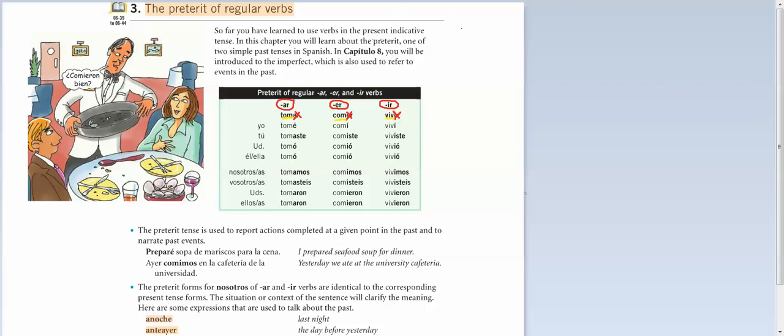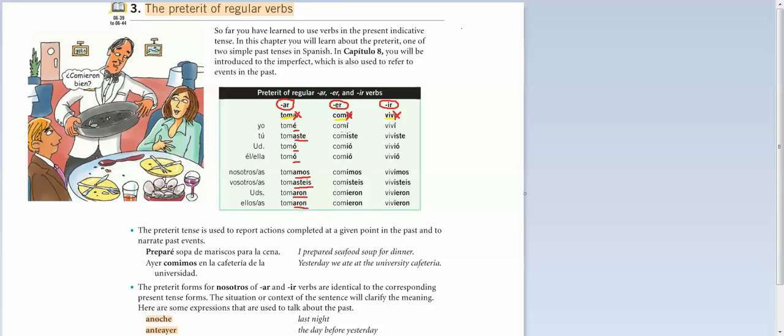So these are the endings that you would add. You'd add an É with an accent for the first person, an ASTE for second person informal, an Ó for second person formal, an Ó for third person singular, an AMOS for first person plural, an ASTEIS for second person informal plural, an ARON for second person formal plural, and an ARON for third person plural.